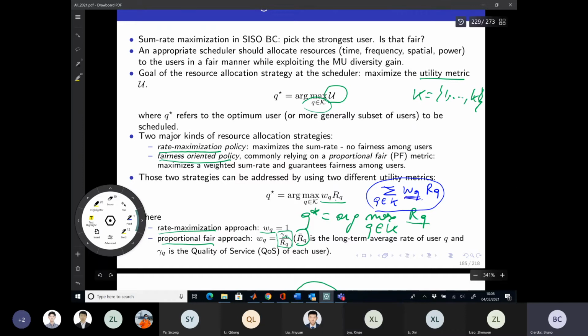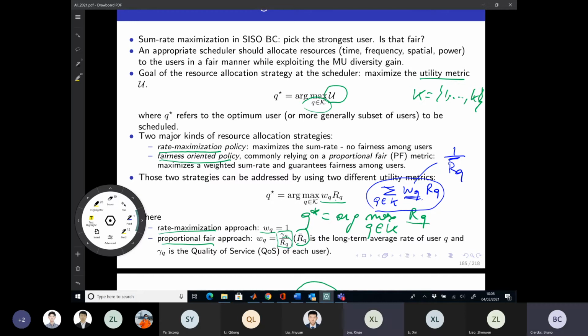Now, for those W here, what you could do is to design the W_q as 1 over R_q bar, right? Based on the proportional fair scheduler, right? So for each of the users, you will update the long-term rate, and then you will find what subset of the users would maximize this weighted sum rate. What you have here is really what you do in 4G multi-user MIMO and in 5G multi-user MIMO. Okay. Yeah. Okay.